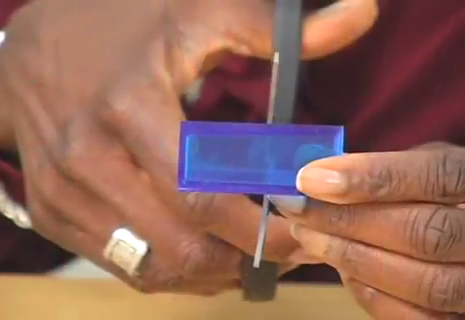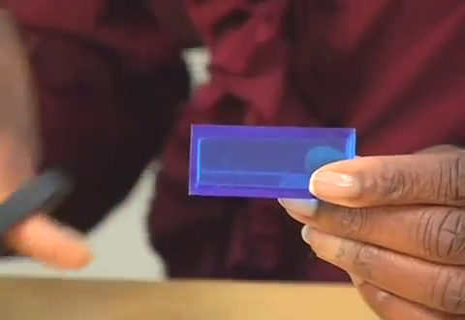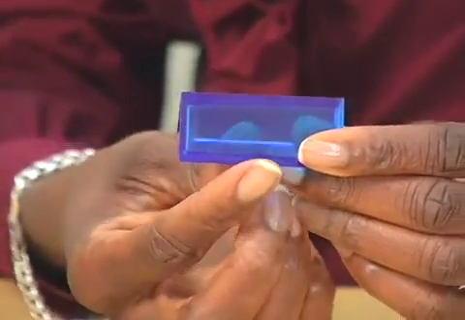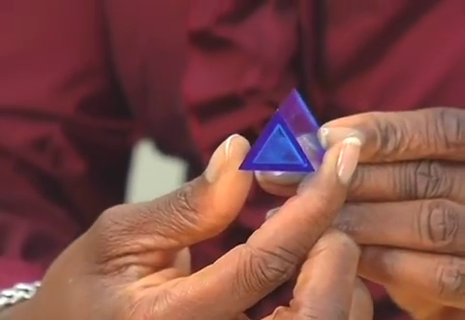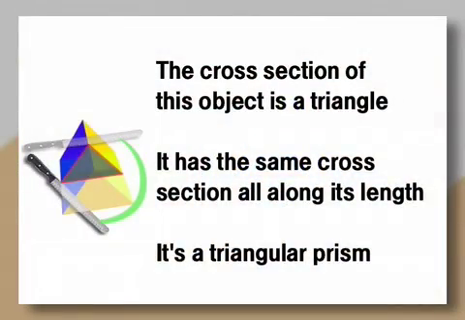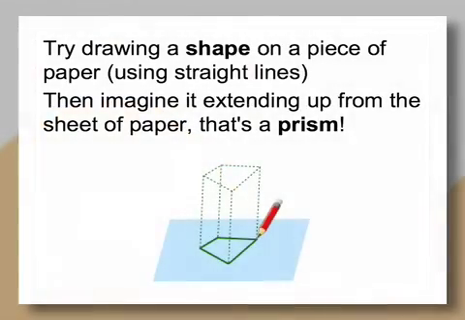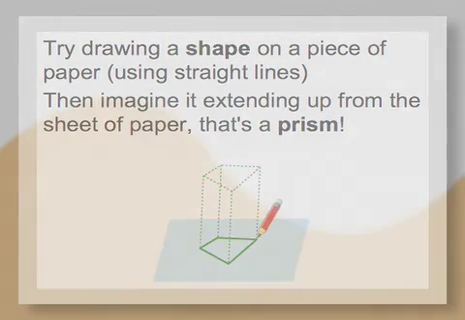If I were to take this prism and slice it down the center, I would have a cross section, and the cross section would show a triangle. It would have the same triangular shape throughout the entire length of the figure. The 2 ends are triangles. That gives it its name, triangular prism. A great strategy for teaching your students how to identify a prism is to trace a polygon onto grid paper and imagine that polygon extending upward.